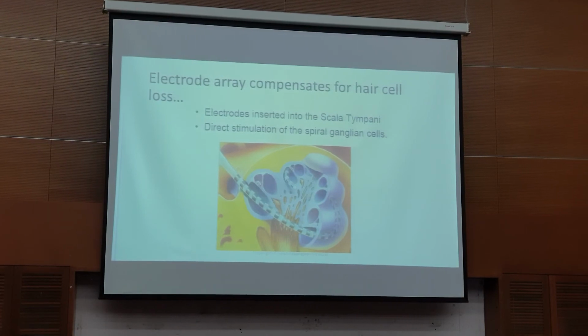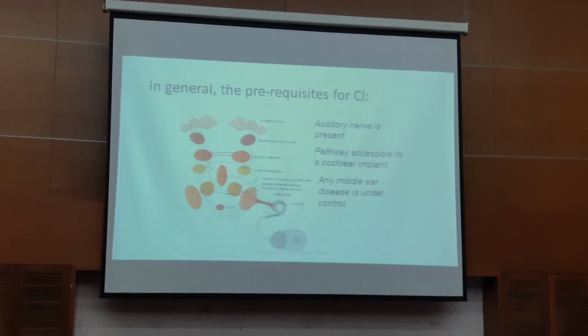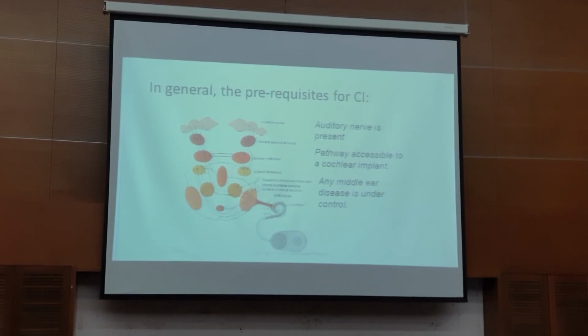Again, what's the outcome that they want? If it is really to reconnect to the hearing world, then cochlear implant is the answer. Electrodes are inserted into the scala tympani with direct stimulation of the spiral ganglion cells. In general, the prerequisites are that auditory nerves must be present and any middle ear disease must be under control.